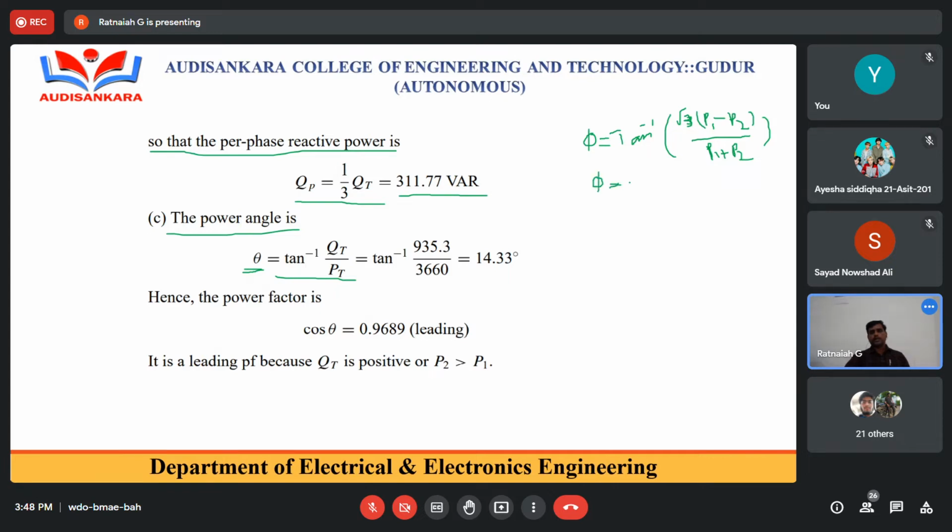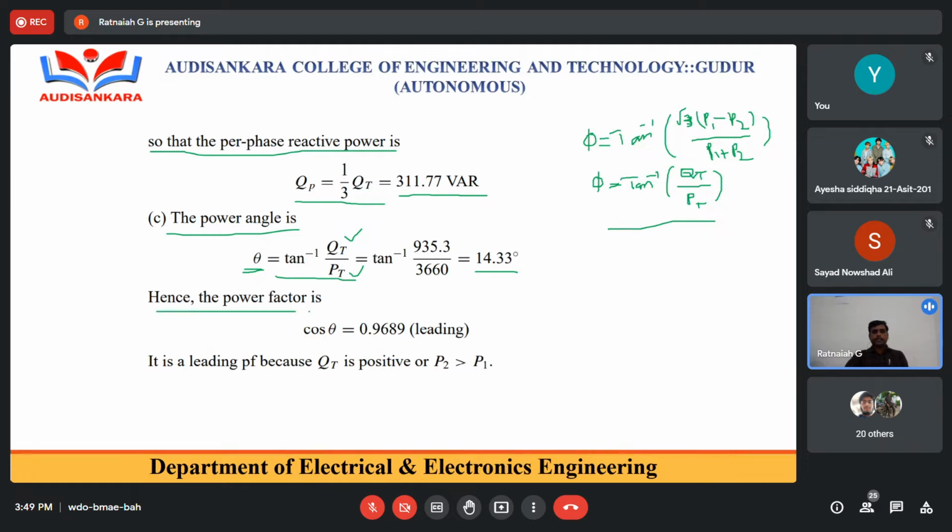Then what is the angle? Therefore, tan inverse of, what is the numerator value? It should be Q, the total reactive power, divided by the denominator, the total active power, which is Pt. So directly you can write it. The angle phi or theta is equal to tan inverse of Qt by Pt. We already know the values of Qt and Pt. Now substitute over here, and it gives 14.33 degrees. This is an angle only.